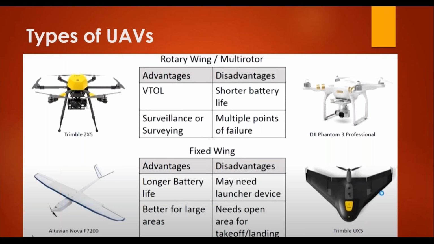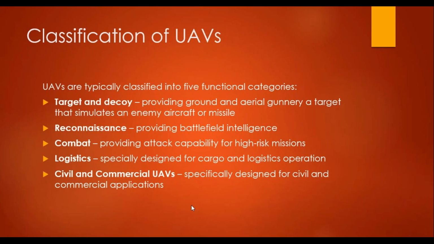So there are these two types of drones. Now we actually classified the drones in some categories here itself: target and decoy, providing ground and aerial gunnery, and a target that simulates an enemy aircraft or missiles. Basically, these are the drones which actually target the missiles and the enemy aircraft.